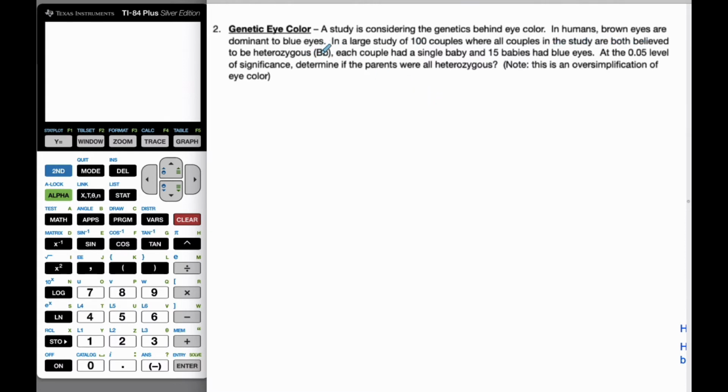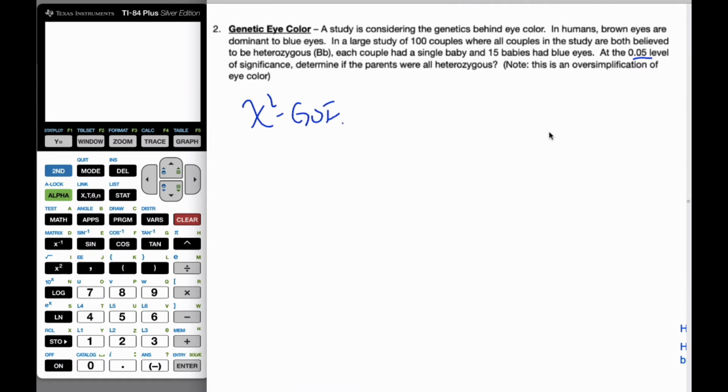So big B, little b. Each couple had a single baby and 15 of them had blue eyes. And at the 5% level of significance, determine if the parents were all heterozygous. Well, we're going to do a hypothesis test. We are going to do a chi-squared goodness of fit test.